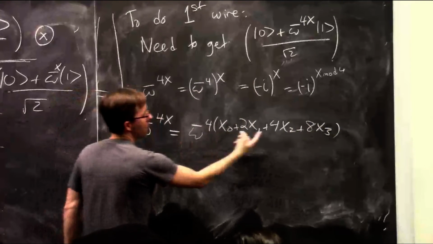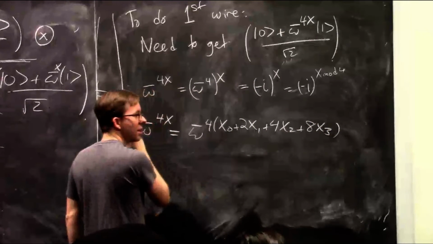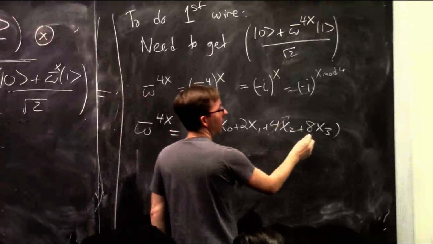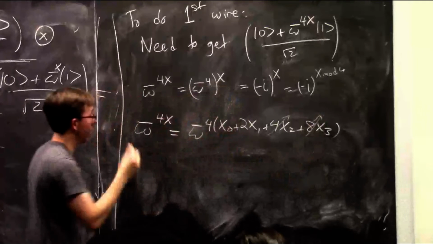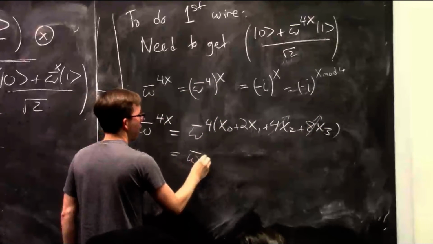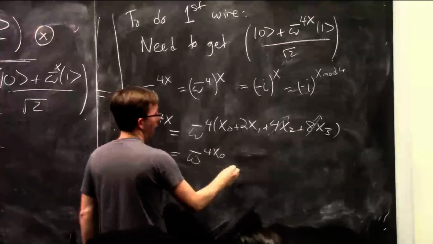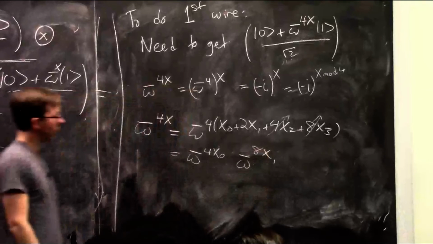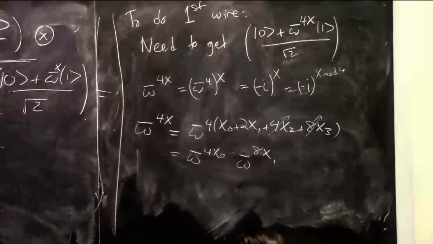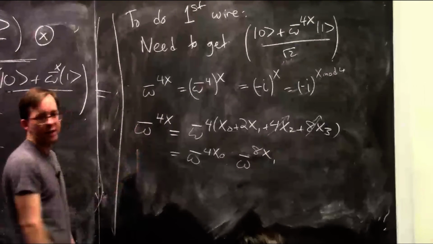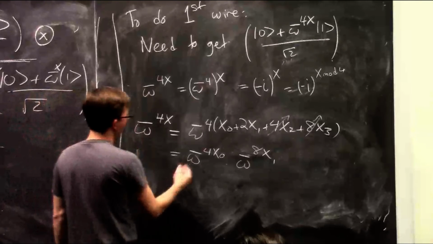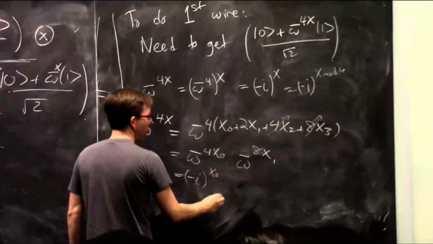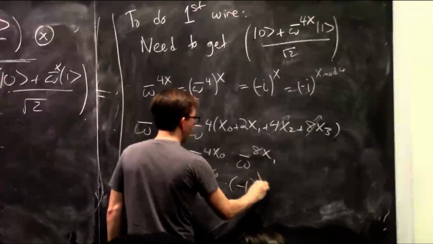And now, 4 times 4 times x2 is 16x2. But omega bar to the 16 is 1. So this kind of goes away. Omega bar to the 32 is 1. So this goes away. So it's really just this: omega bar to the 4x0 times omega bar to the 8x1. And actually, as we saw before, omega bar to the 8 is negative 1, and this is also, I suppose, negative i. But so this is negative i to the x0 times negative 1 to the x1.